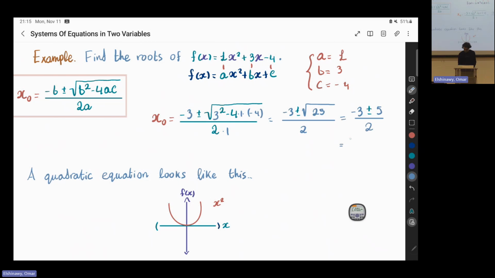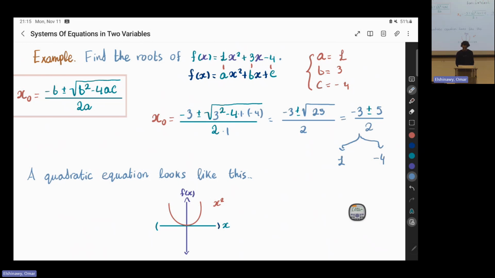So this will give us, one time, -3 plus 5 over 2, and then the other time -3 minus 5 over 2. So maybe I should write them up. So this is 2, and this is -8. So I get 1 and -4.